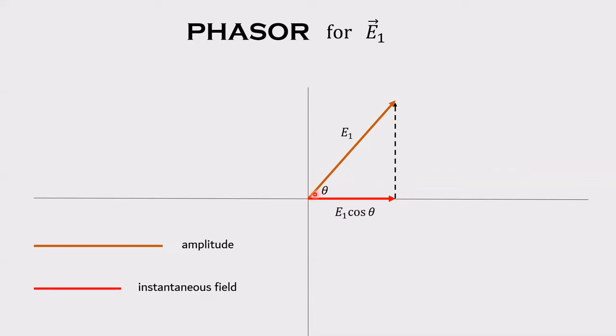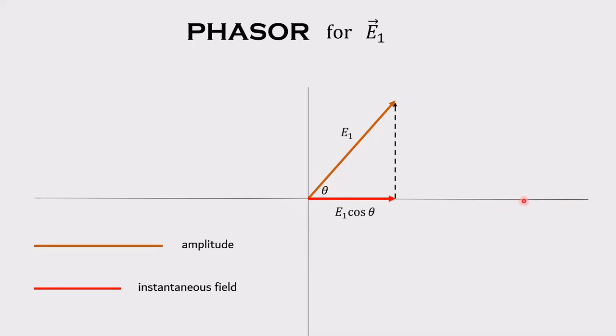The projection of the phasor onto the horizontal axis, this projection right here, tells us the instantaneous value of the electric field. In other words, what's the electric field at this point in time? Because we're going to set this phasor into rotation. So this red component, the projection onto the horizontal axis here, is what we think of as the actual value of the electric field. And this number theta here is what we call the phase of the phasor.